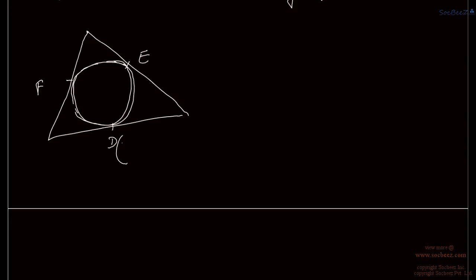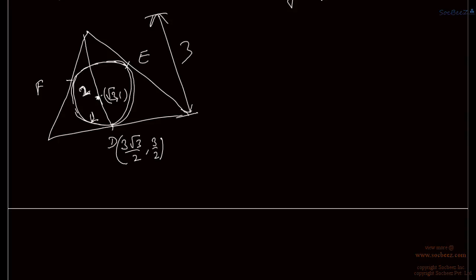And we know the coordinate of D, that is 3 root 3 upon 2 and 3 upon 2. We know the coordinate of center, which is root 3, 1. And we know this distance is 1, so this distance must be 2. As we know that this is an equilateral triangle, this center is a centroid of the triangle, and the centroid divides this median in the ratio 2:1. So if this is 1, this must be 2. So the whole median must be 3 units, and so we can find the point P also.